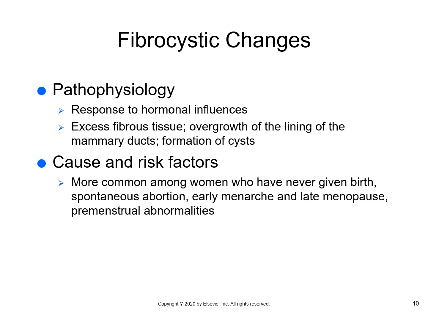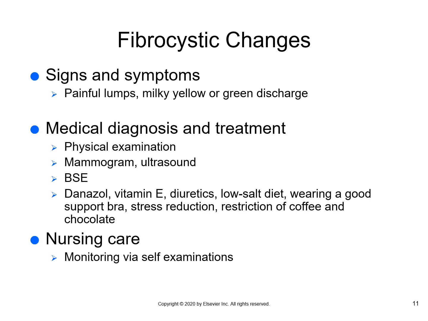So the causes and risk factors: more common among women who have never given birth, spontaneous abortion, early menarche, and late menopause or premenstrual abnormalities. What are the signs and symptoms of the fibrocystic changes? There will be painful lumps, and milky yellow or green discharge.